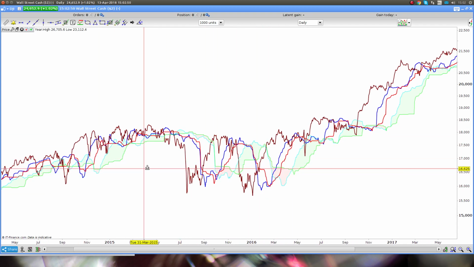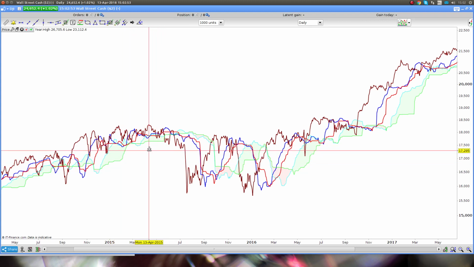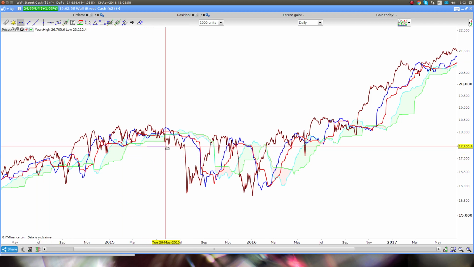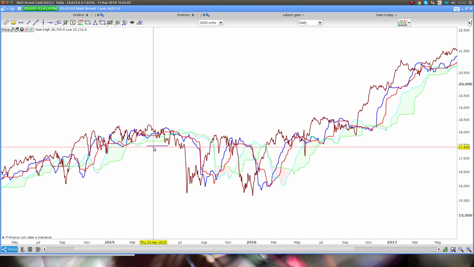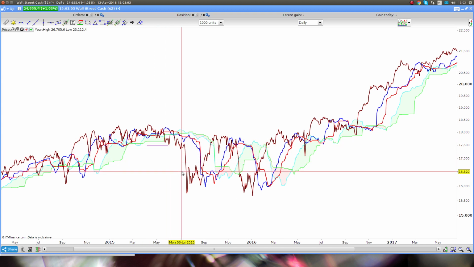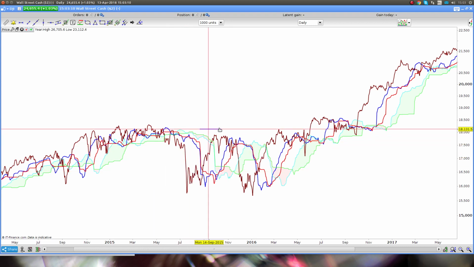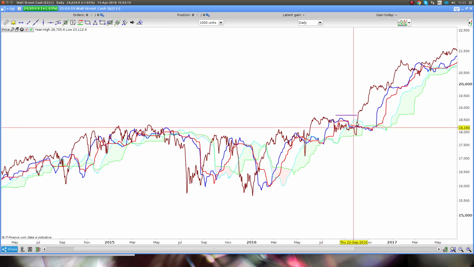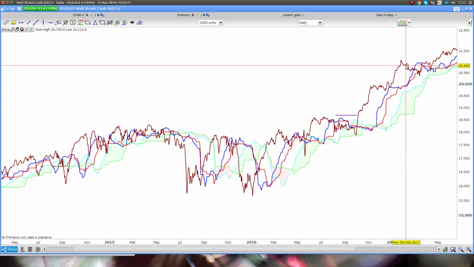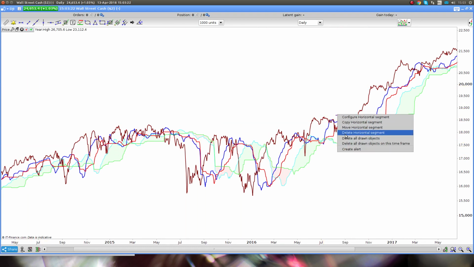Now, the important thing to notice is price. If price is below the cloud, in other words, price is sitting around this area, we are bearish. In other words, we're expecting it to fall. If price is above the cloud, we are bullish. We're expecting it to rise. So those are the main elements of the Ichimoku.